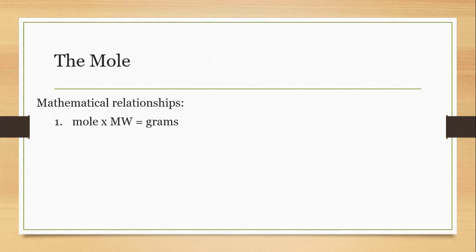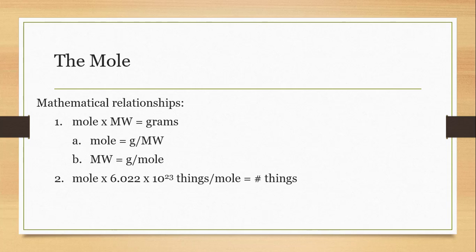So there are actually 2 rearrangements that you should remember. Moles equals grams divided by molecular weight, or molecular weight equals grams divided by mole. The second relationship is mole times 6.022 times 10 to the 23rd things per mole equals the number of things. There are only 2 variables here, mole and number of things, so if you know one, you know the other. So there's just one rearrangement, and that's mole equals the number of things divided by Avogadro's number.